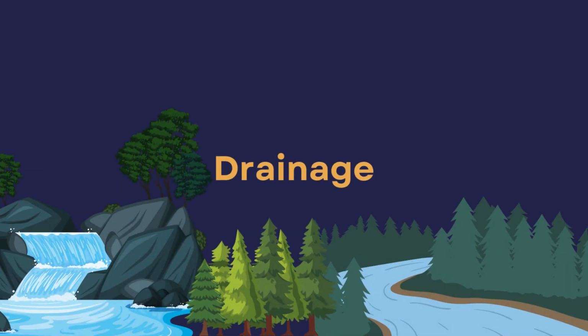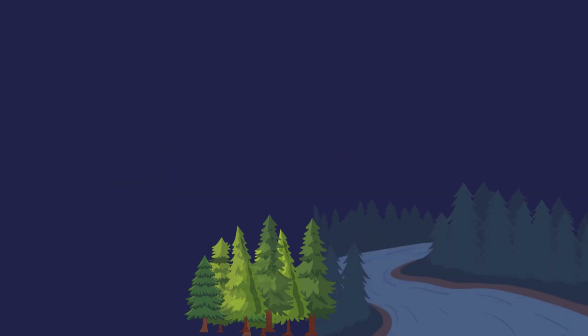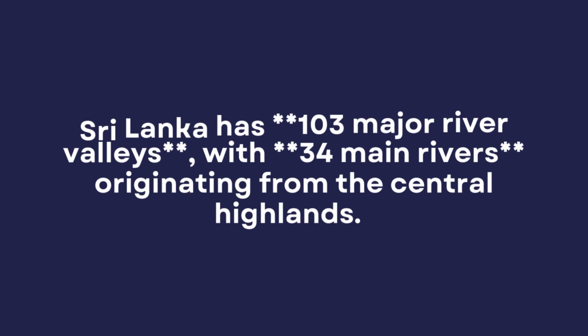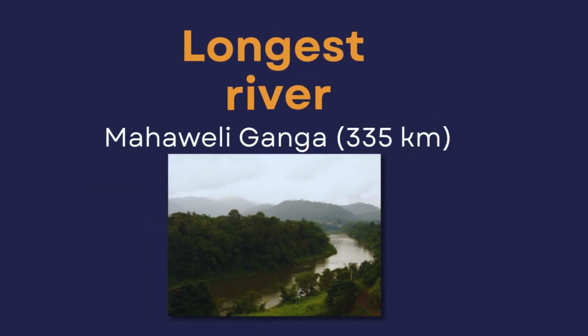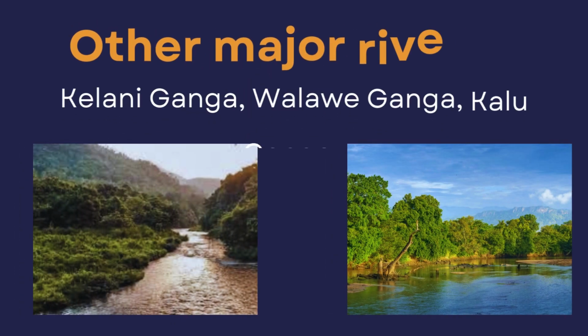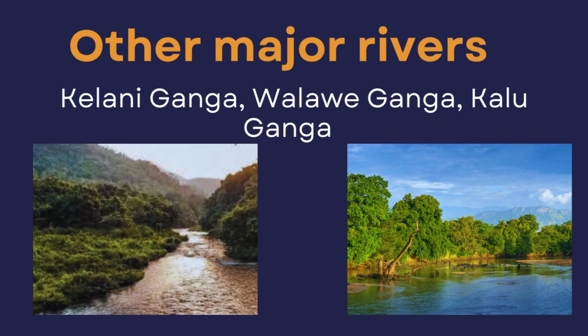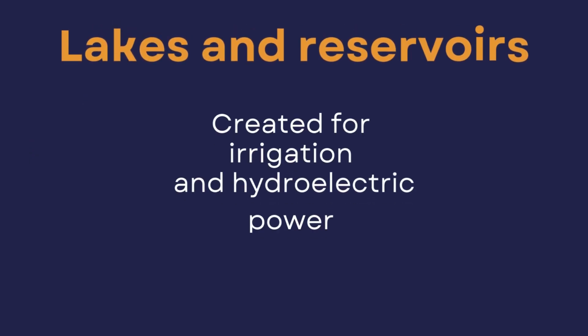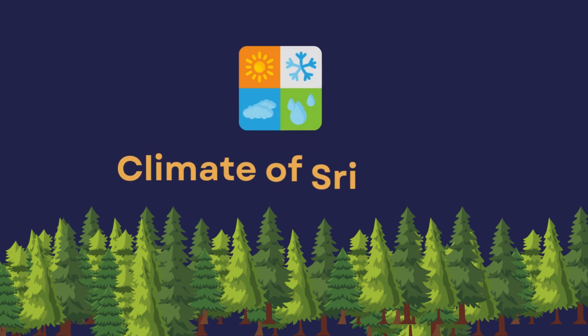Drainage. Rivers and water bodies. Sri Lanka has 103 major river valleys with 34 main rivers originating from the Central Highlands. Longest river: Mahaweli Ganga, 335 kilometers. Other major rivers: Kalani Ganga, Walawe Ganga, Kalu Ganga. Seasonal rivers flow only during rainy seasons. Lakes and reservoirs are created for irrigation and hydroelectric power.